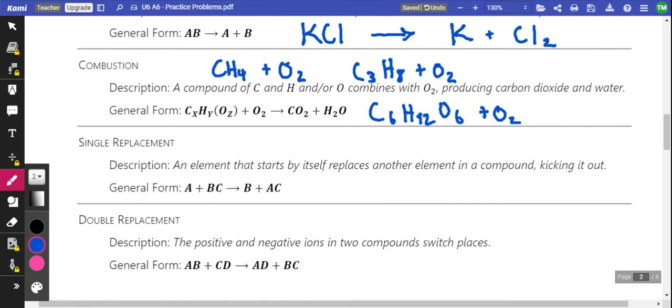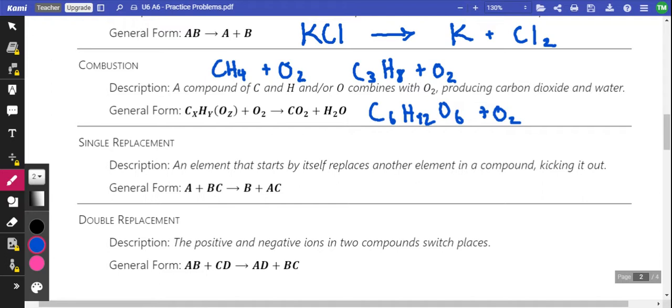In a single replacement reaction, we have an element that stays kind of by itself and switches its place in a compound and kind of kicks something else out. So usually this is a pure element plus an ionic compound, where the pure element kind of switches in and takes the spot of either the cation or the anion. So let's do an example for this one too.